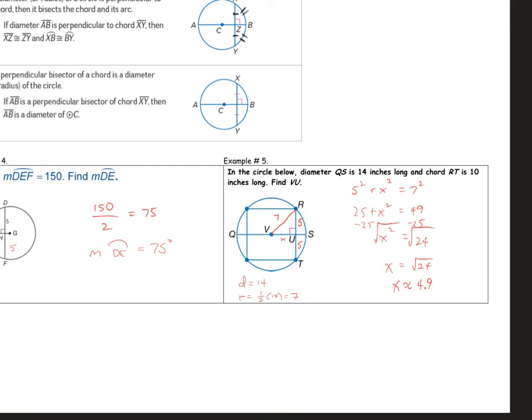If you are a stickler and you want to make sure that you know how to write this as an exact answer, remember the square root of 24 is equal to the square root of 4 times the square root of 6. And the square root of 4 is 2, so I got 2 square roots of 6. That would be an exact answer if you wanted, or x is about 4.9 units to the nearest tenth.